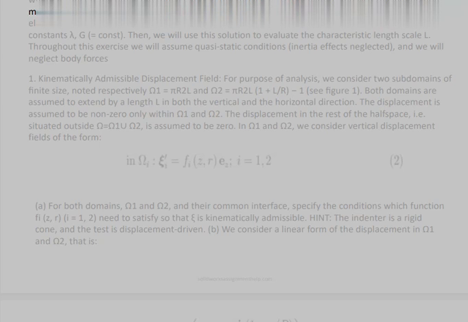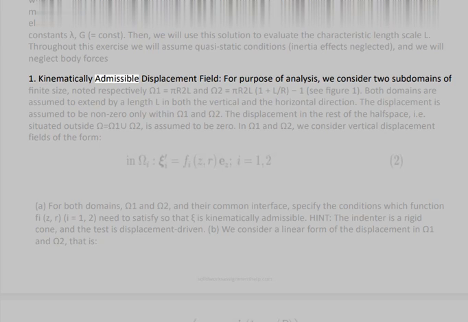In this exercise, we will first establish an upper bound for the relation between M and the elasticity constants of a homogeneous, linear elastic isotropic material, characterized by the Lamé constants lambda, G, equals constant. Then, we will use this solution to evaluate the characteristic length scale L. Throughout this exercise, we will assume quasi-static conditions, inertia effects neglected, and we will neglect body forces.